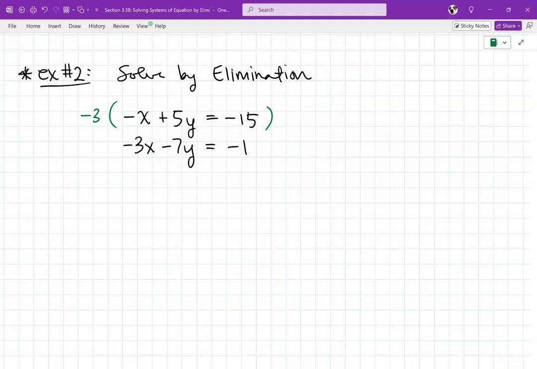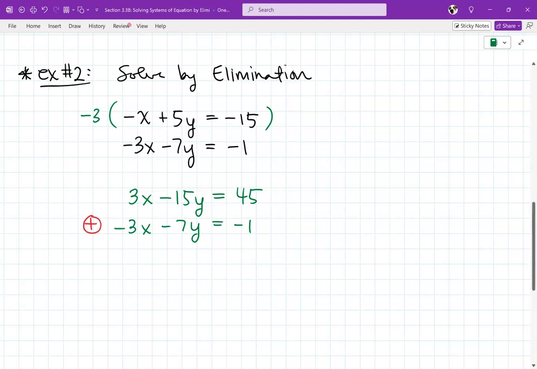So check it out. When I multiply negative 3 times negative x, that's 3x. Negative 3 times 5 is a negative 15y. And negative 3 times a negative 15, that's a positive 45. I'm going to rewrite the bottom, so it's negative 3x minus 7y equals negative 1. All right, to get rid of the x's, because 3 and a negative 3, do I add or subtract? I'm going to add, right? If I would have just multiplied by a 3, I would be subtracting here. But it doesn't matter. You're still going to get the same answers in the end.